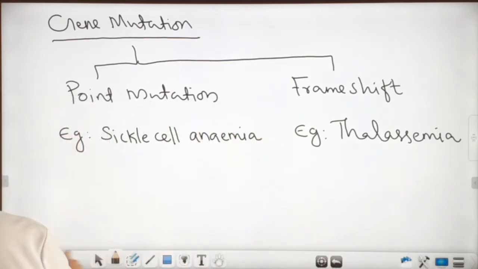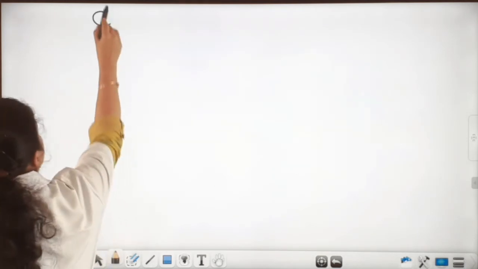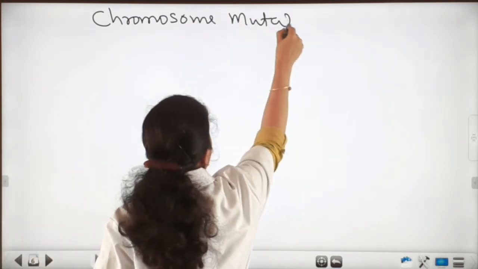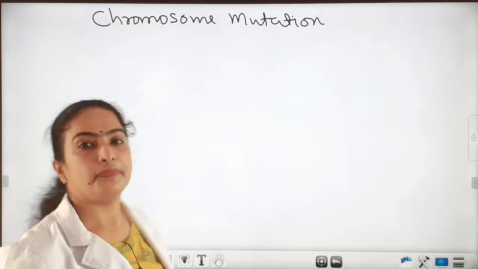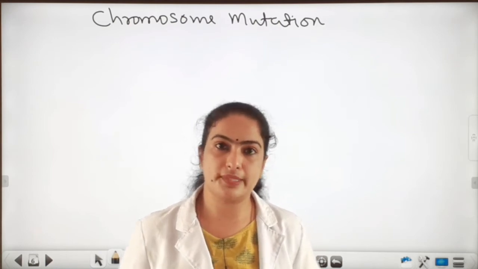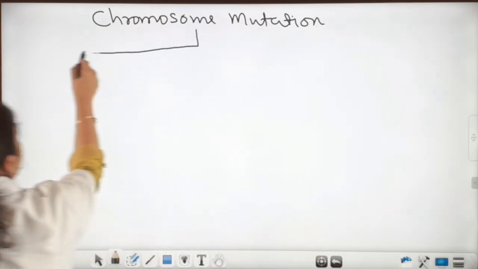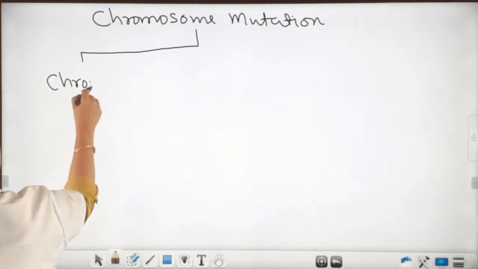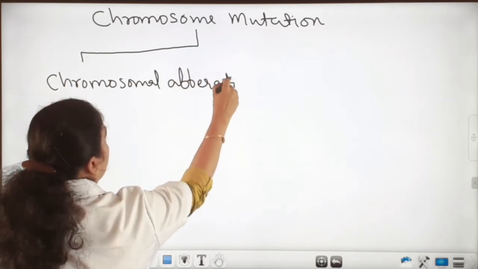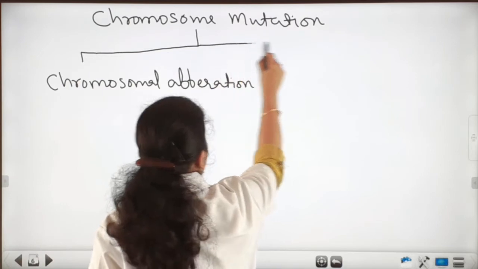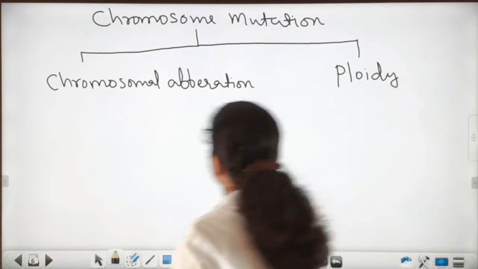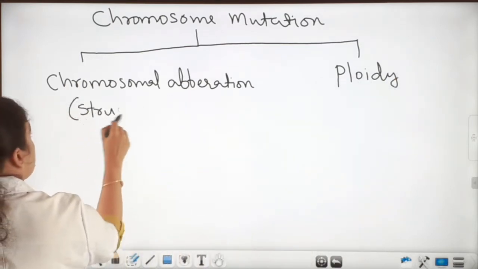And next we can see the chromosome mutation. In chromosome mutation, the mutation occurs due to the change in structure and number of chromosomes. If there is a change in the structure of chromosome, that mutation is called chromosomal aberration. And if there is a change in the number of chromosomes, that is called ploidy. So here, this is structural variation.